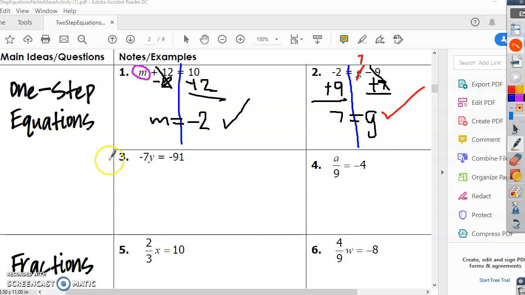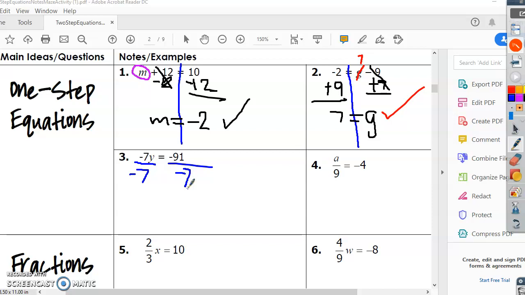Now, this one involves multiplication. So notice I did one plus, I did one minus. So we had subtraction, we had addition, opposite operation. But now here we have multiplication. How do I know that this is multiplication? Well, whenever you have a number, meaning the coefficient negative 7, in front of a variable, y in this case, that means multiplication. So I'm trying to figure out negative 7 times what gives me negative 91. So I'm going to go ahead and divide opposite. So I'm going to divide by negative 7.